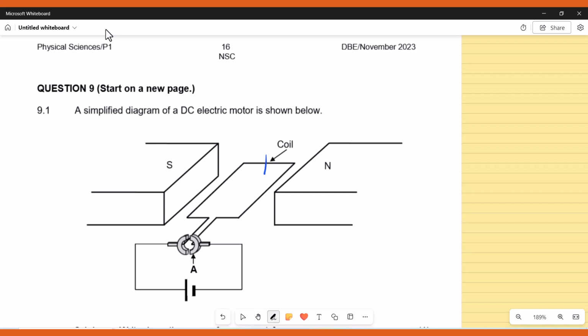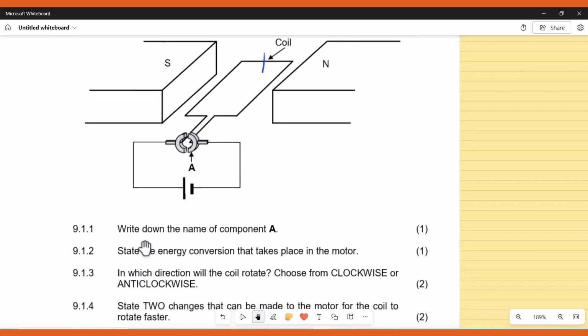They say here that a simplified diagram of a DC electric motor is shown below. This is the south pole of the magnet and the north pole here. This is a split ring commutator. This is A. Write down the name of component A. Component A is the split rings, as you can see, they're split.